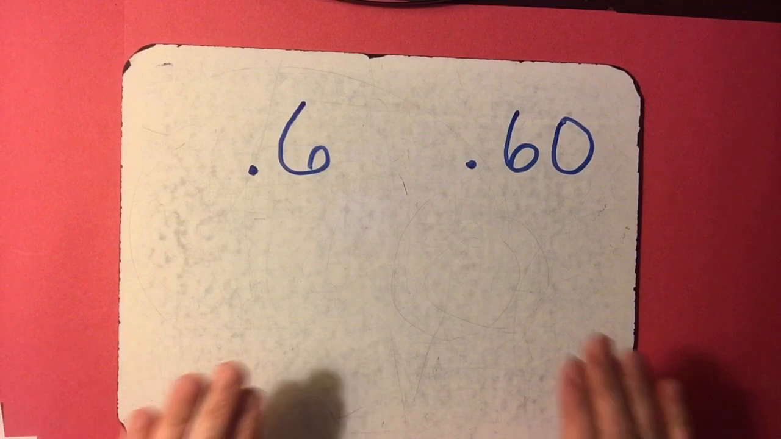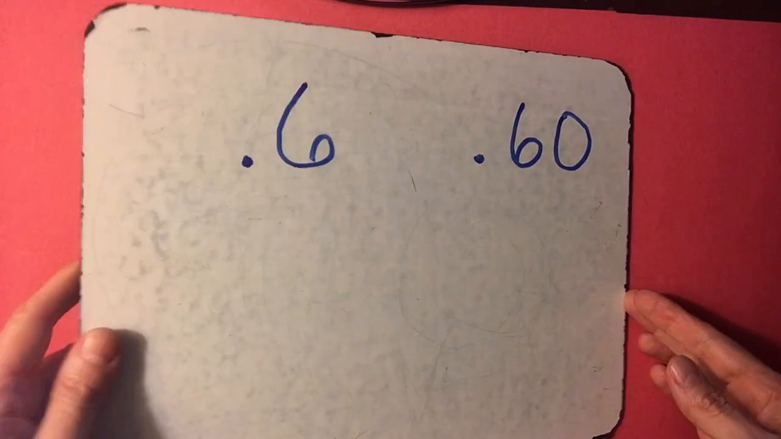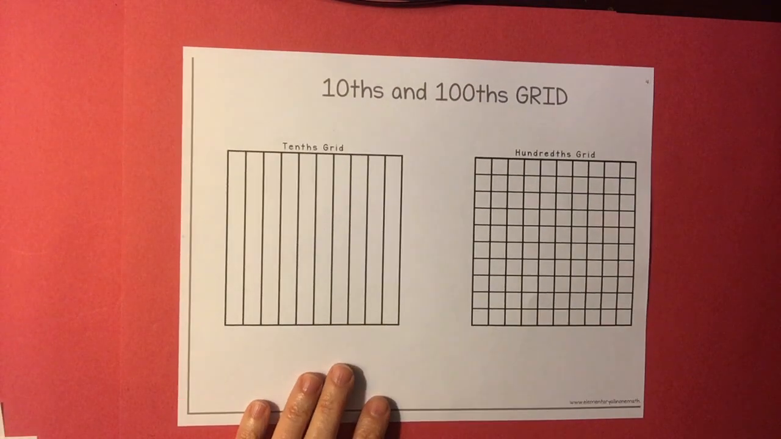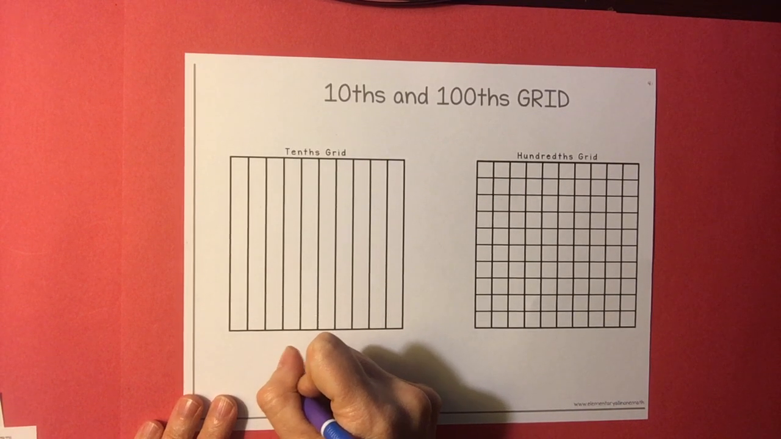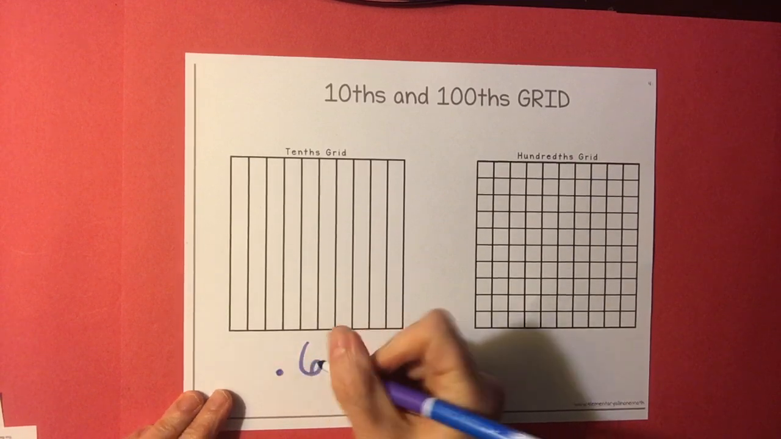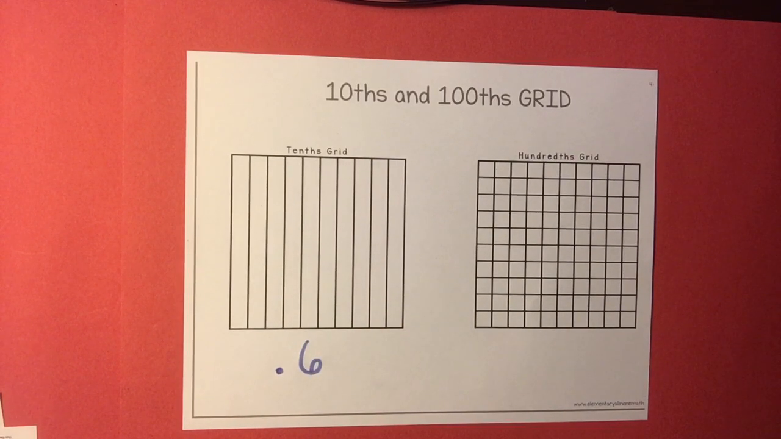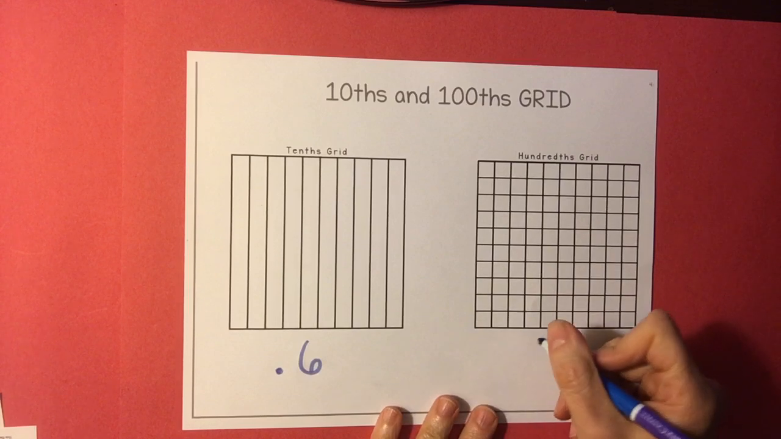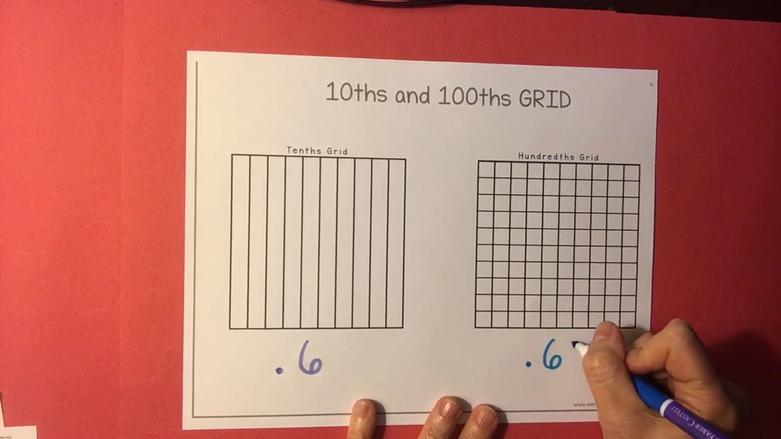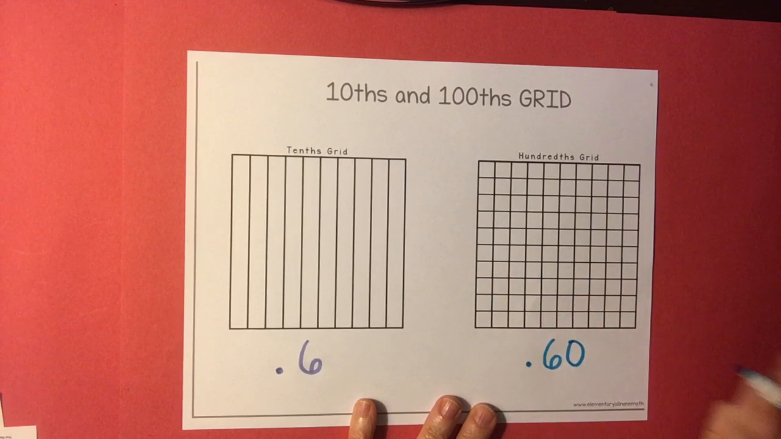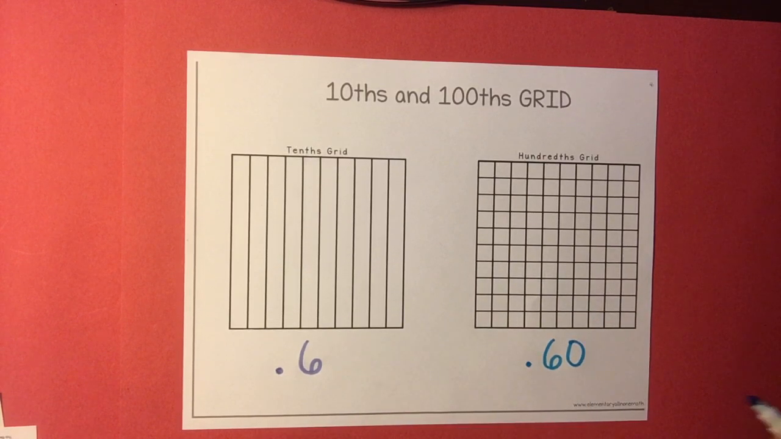Okay, so circle the one you think's biggest, and then we're going to come back to this in just a minute. What we're going to do is you're going to get your tenths and hundredths grid out. And what I'd like you to do is quickly shade in 6/10. And I think I'm going to flip my pen around and see if I can get a darker color. And then over here, I want you to shade in 60/100. Okay, go ahead and do that.